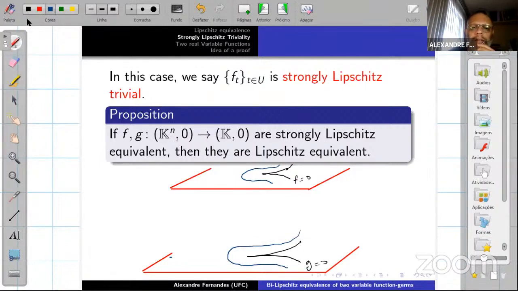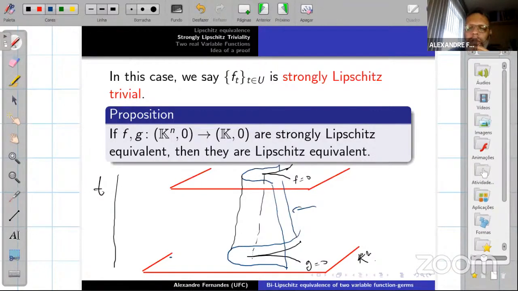You consider the t-axis, here we are in k. And we put f and g in a family. So when you do this, this is the generic fiber of the family, F equal to c. And then this is the special fiber of the family, F equal to 0.